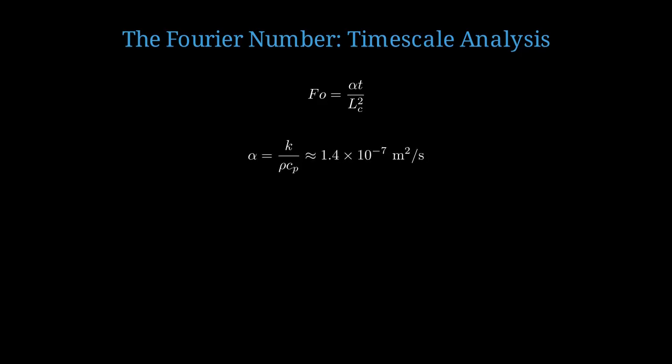We can also examine the Fourier number, which is the dimensionless time for heat diffusion. Fourier number equals thermal diffusivity times time divided by characteristic length squared. Thermal diffusivity for potato is approximately 1.4 times 10 to the negative 7 square meters per second. For Fourier number of 1, which represents significant penetration, time equals approximately 45 seconds. This matches the typical frying time.